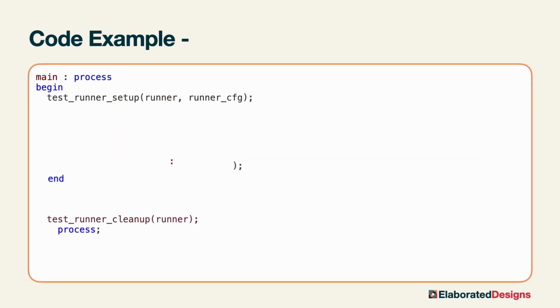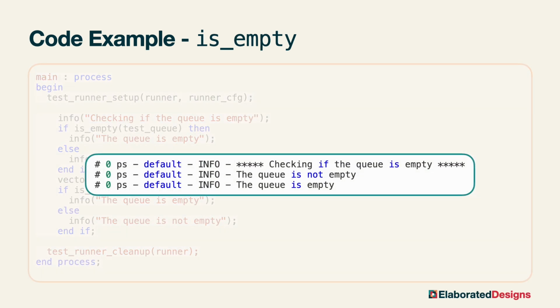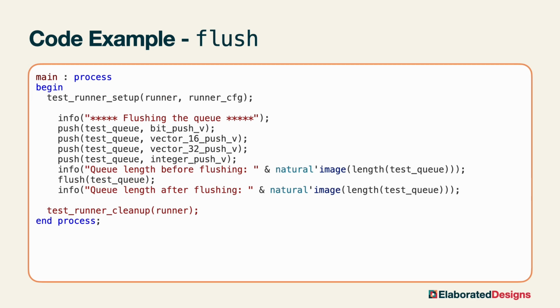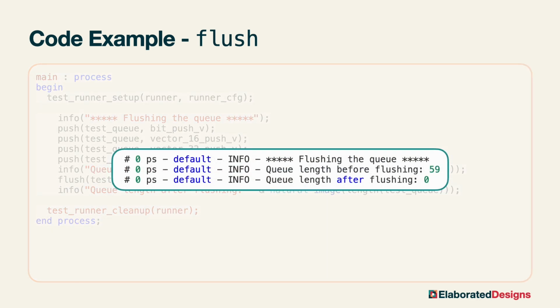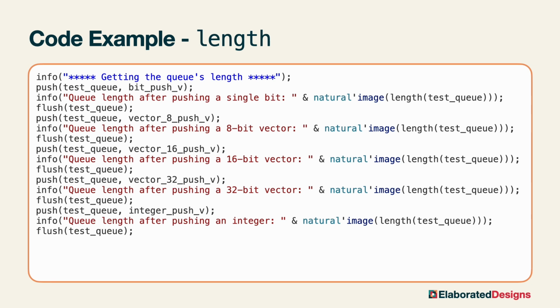The isEmpty function returns true if the queue is empty, and false if it has at least one element. The flush function removes all elements from the queue, leaving it empty. And finally, the length function returns the length of the queue in bytes.